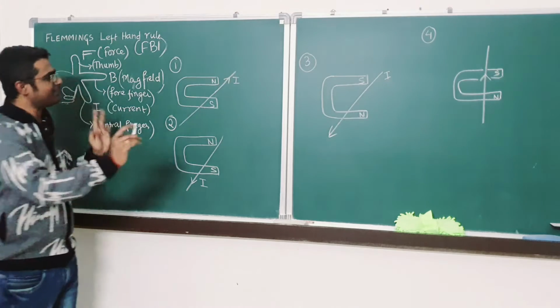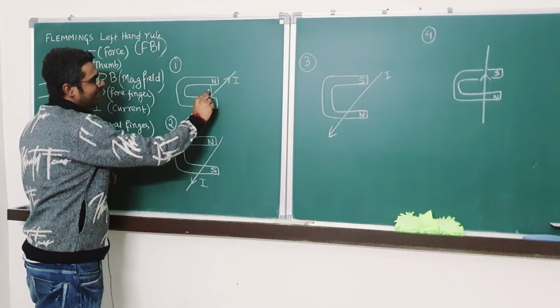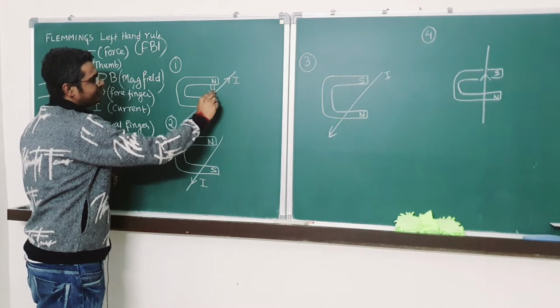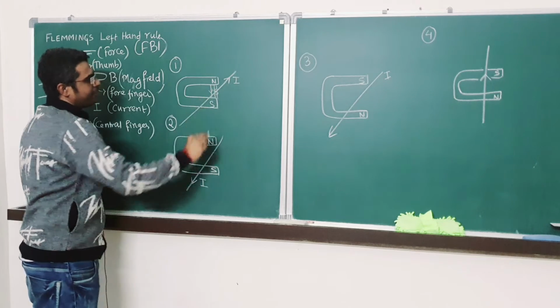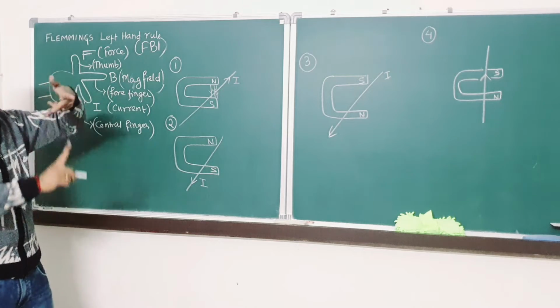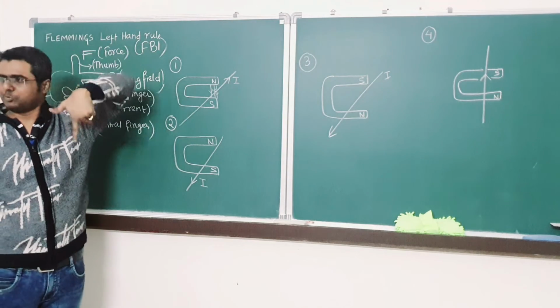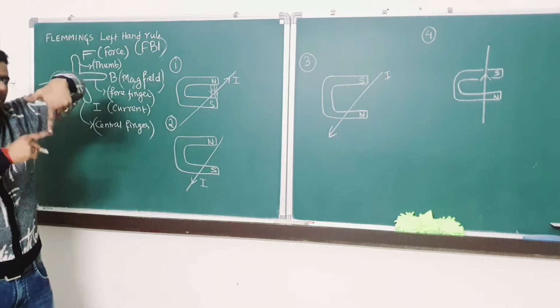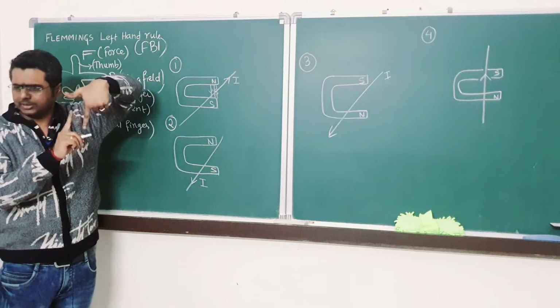So what is my direction of magnetic field? My direction of magnetic field must be like this, right? This is my direction of magnetic field. So my magnetic field is my forefinger, the second one. So somehow or the other I have to put this down like this. So first you just put down, then it will not be much hard. You can easily do that.